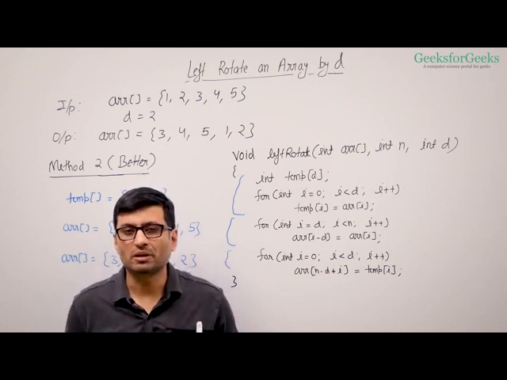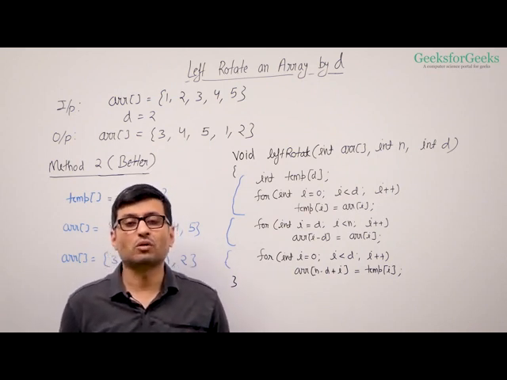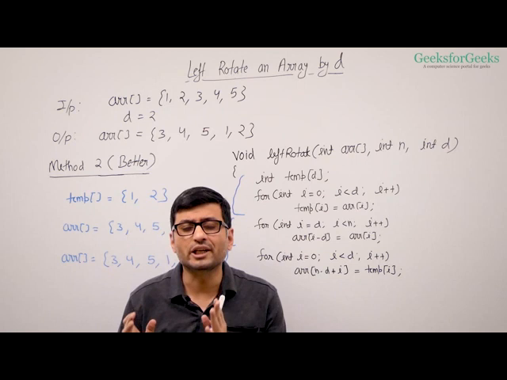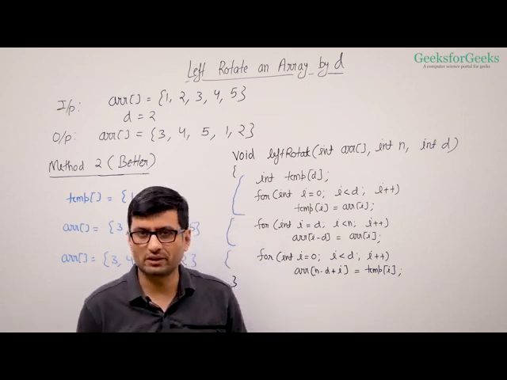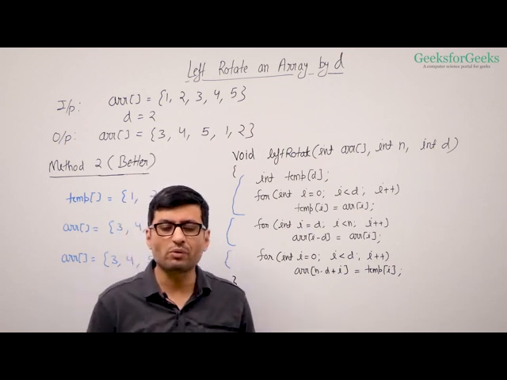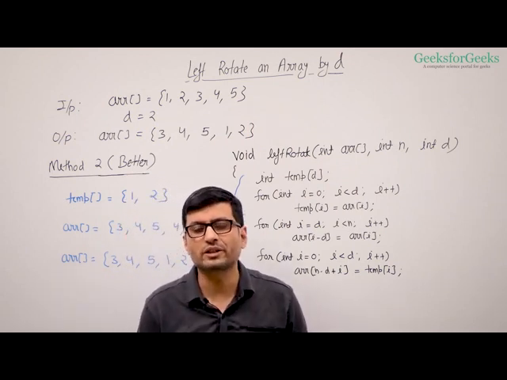The idea is simple. We first copy the first d elements into a temporary array. It is similar to left rotate by 1 actually. There we were copying the first element into a temp variable.